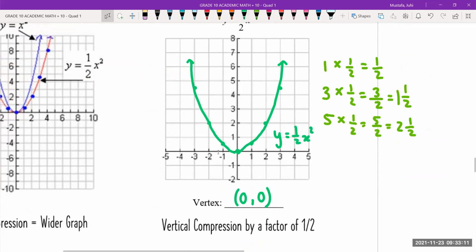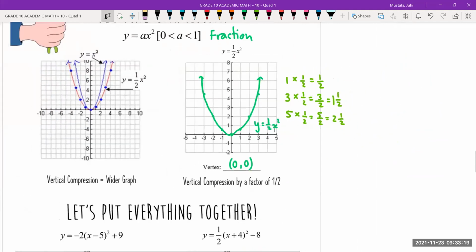How would we describe this graph? We would say it's a vertical compression by a factor of a half. So, vertical compression by a factor of a half. How did you guys like that? Was that okay? Not bad?